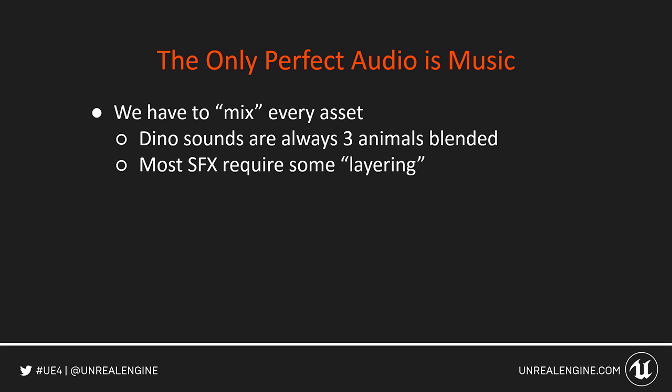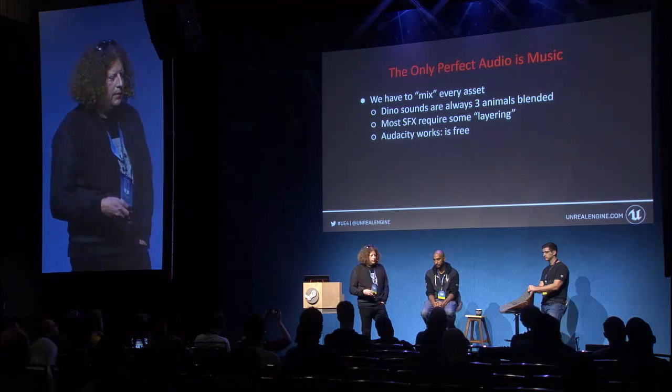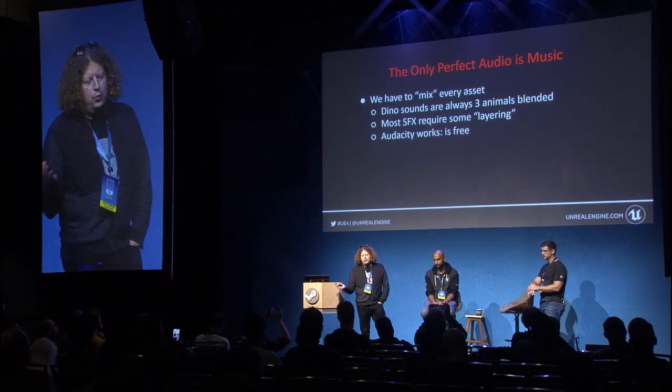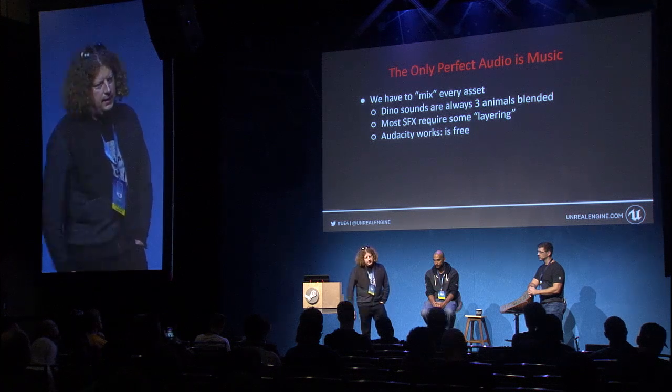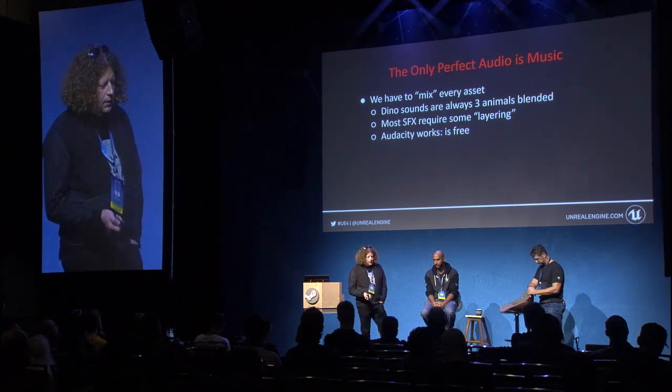Most sound effects require some layering. Usually you'll get a thump, but it needs a texture to it. For a footstep, you might need to hear some leaves rattle or a little bit of a hiss after it. To do that, we just wind up using Audacity. It's a free piece of software. There's lots of tutorials out there on the internet that show you how to remix it and mix it down into one track. Importing into Unreal is painfully easy. You can literally just drag and drop it into the content browser if it's a WAV file.